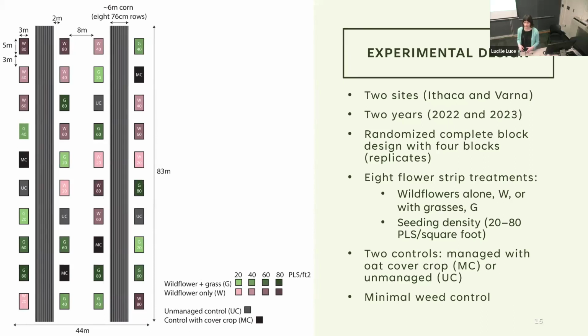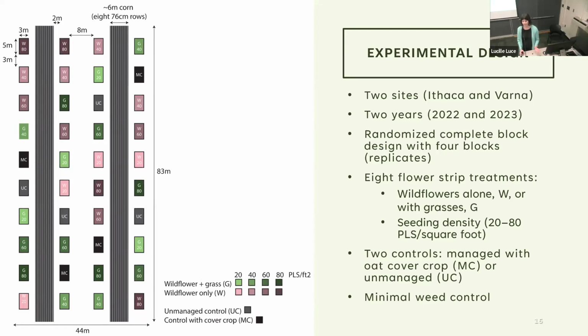All 8 of those flower strip treatments also do have an oat nurse crop. The oat nurse crop was added to one of the 2 controls, which we'll call the managed control. The remaining control, the unmanaged control, or UC, was not seeded with anything at all.